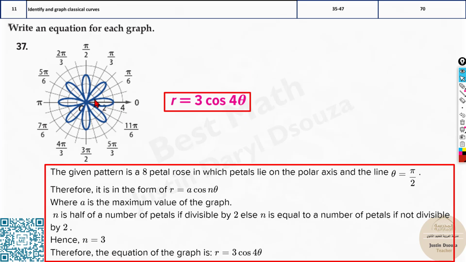So now look over here. Is it on the horizontal axis? Yes, over here you can see it's on the horizontal axis. So it's cosine, not sine. If it was not on this horizontal axis, then it would have been sine. What is the amplitude? It's 3 here.